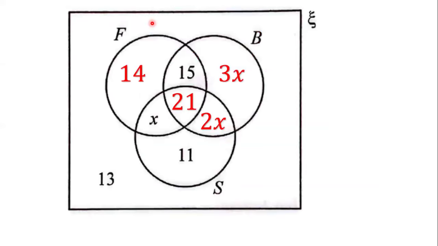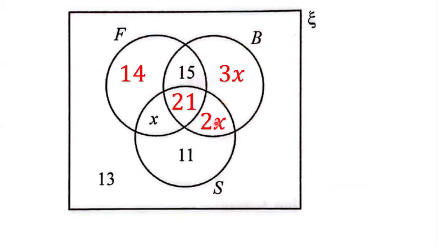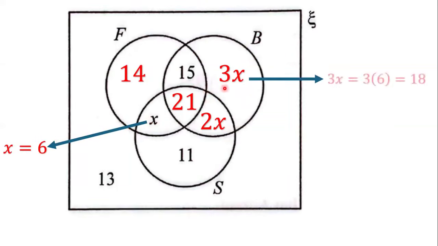Good, let's move on. Since we know that x is equal to 6, we're going to figure out what is 3x, what is 2x, what is x, so that we can have numbers inside of this Venn diagram. That will be useful, especially for the next parts of this question. So we know that x is 6. We know that 3x is going to be 3 times 6, which is 18. We know that 2x is going to be 2 times 6, which is 12.